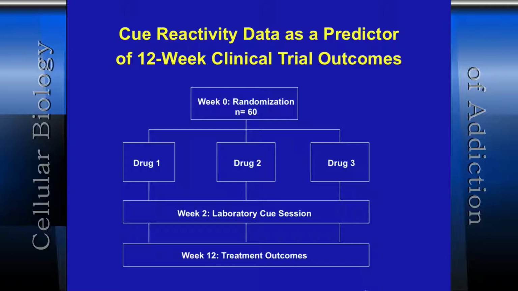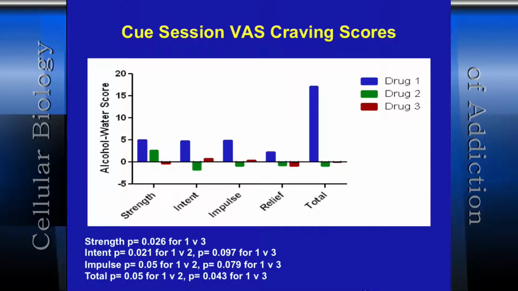Anyway, these were the scores on our 4 familiar questions, adding the questions together. One group, drug 1, had very high craving, and we hope that's the placebo group. And the other 2 groups had quite low craving compared to the blue group. And so the real question is, how will they perform on the clinical trial outcomes?